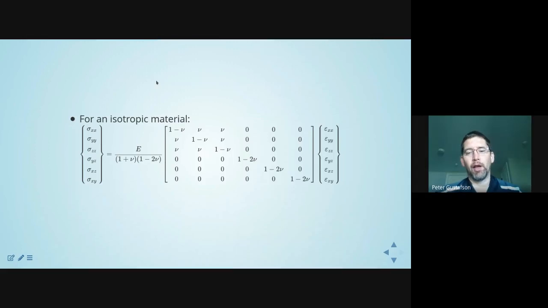It can, for example, be a nonlinear relationship. You can have plasticity. You can have nonlinear elasticity. You can have temperature dependence. You can have moisture dependence. These relationships can be relatively complex.